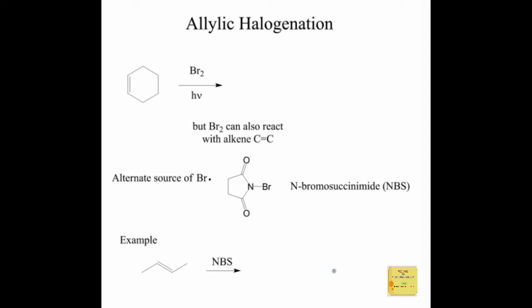Finally, let's look at a case of doing an allylic halogenation. If we were to react cyclohexene with bromine and hν, we look at these reaction conditions and should recognize that we're forming Br dot. We're forming a bromine radical when we react bromine and light. So we're expecting to do a halogenation reaction. We're going to take one of the hydrogens from this structure and replace it with a bromine.